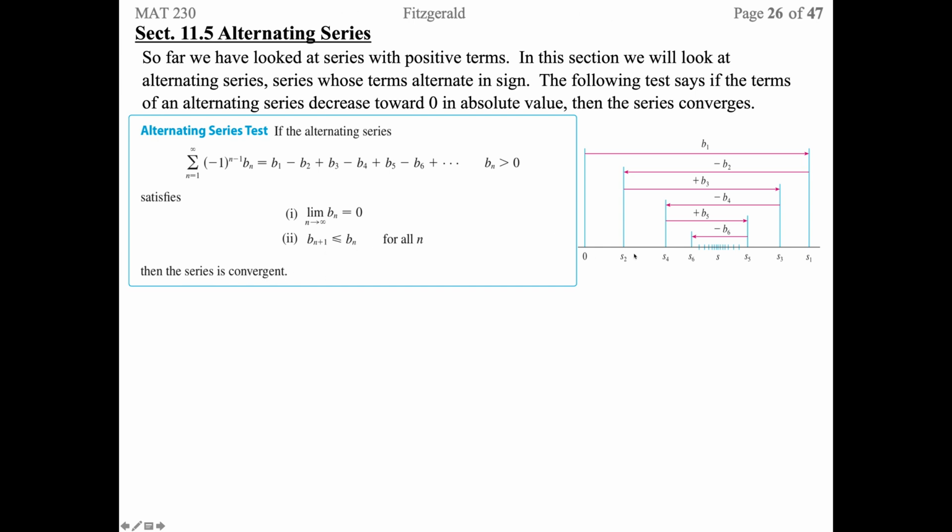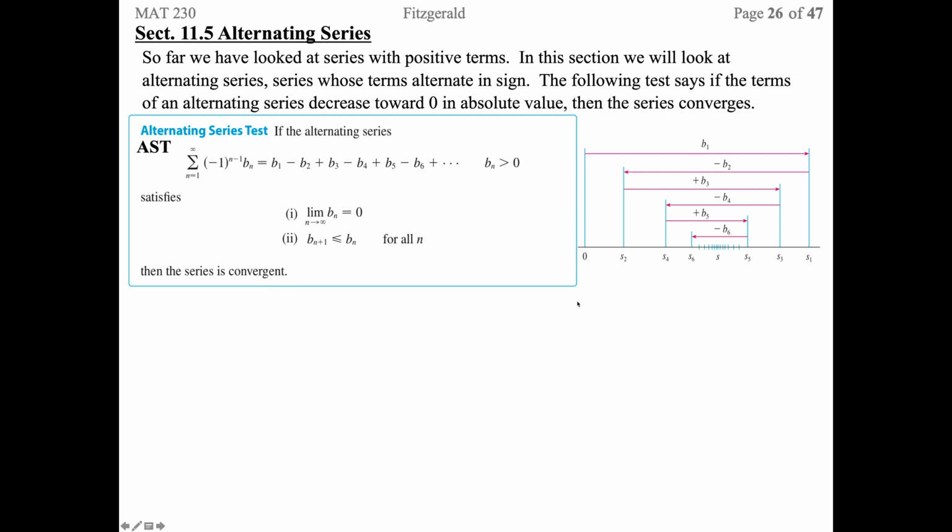So what's happening here is if you look at a picture of what's going on, if we start at 0, you add b sub 1, then you subtract b sub 2, and you add b sub 3, subtract, add, subtract. Well, your partial sums go: s sub 1 is big, but then s sub 2 is small. That's the second partial sum. Then the third partial sum is bigger, then the fourth is smaller, then the fifth is bigger, sixth is smaller, and it keeps alternating back and forth to where your sum is going to converge somewhere here in the middle.